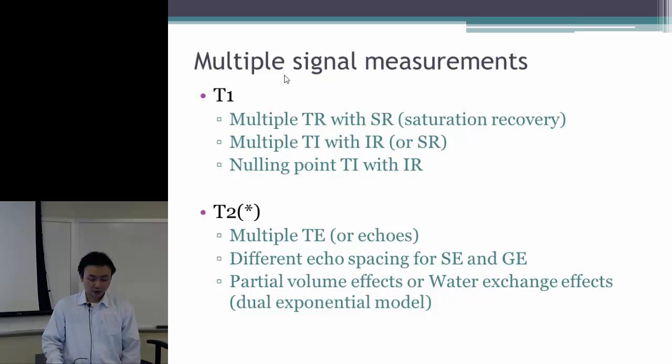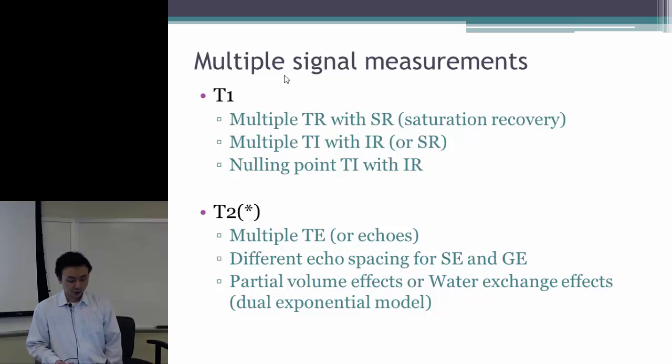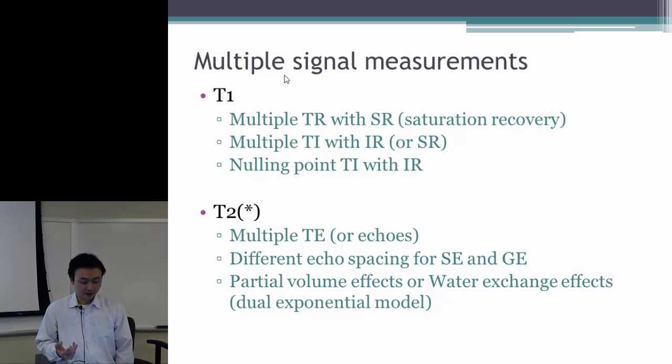And also when we are doing the T2 or T2 star quantification, we need to be aware of two effects. The first one is the partial volume effect. Partial volume means that in one single voxel, you have two different tissues with different T2 or T2 star. If you're still using a single exponential model for the regression, then you will come up with an answer that does not faithfully reflect the true T2 or T2 star. So when you know there is a partial volume effect, you will need to use a dual exponential model to do that.